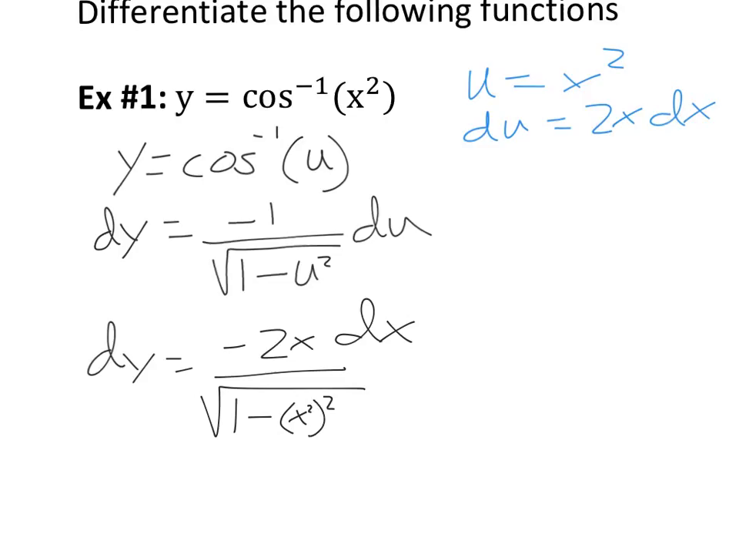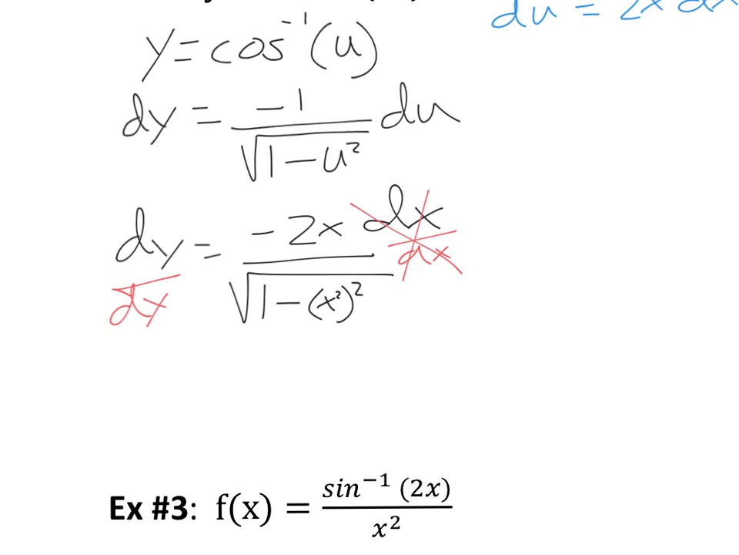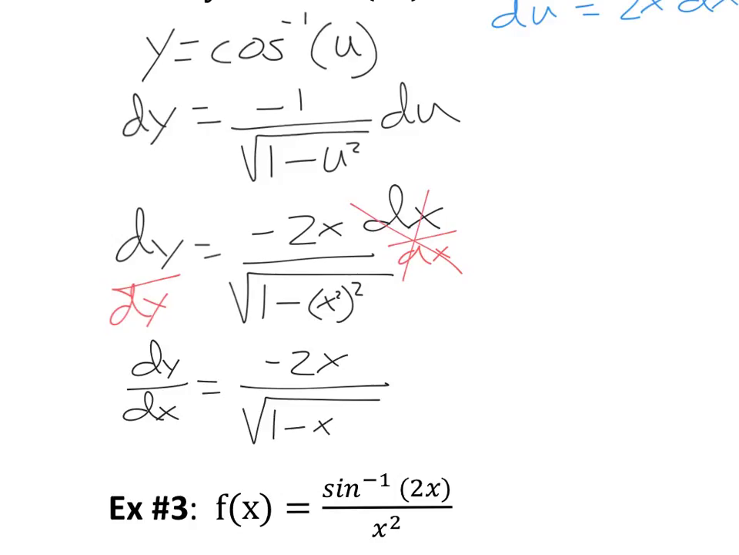Okay, I could simplify this out. I could divide both sides by dx, and that gives me my traditional derivative. And yeah, I think I'm ready to just simplify this out. That means that dy over dx is going to equal negative 2x over the square root of 1 minus, and that would end up being x to the 4th. And there we go. We have our derivative.